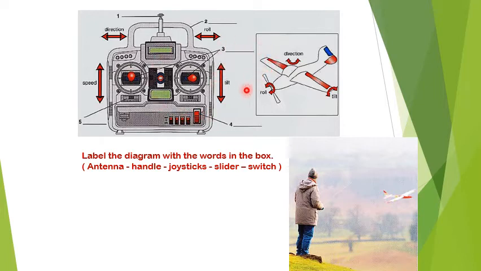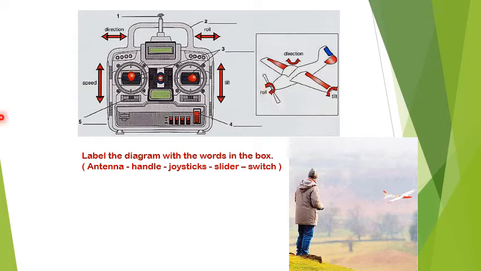For this picture of the plane, the meaning of rolling, like you see the arrow here, it means rotating. Direction, here it means that the plane can go right and it can go left. Tilt, if the plane tilts, it means that it can go up and it can go down.